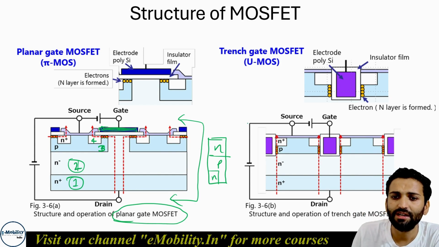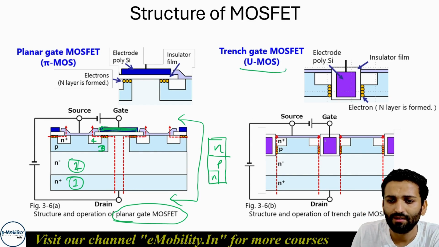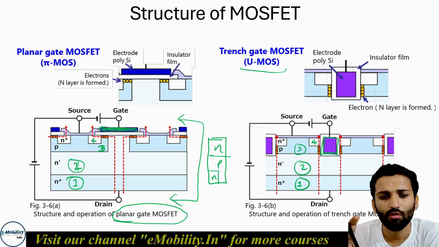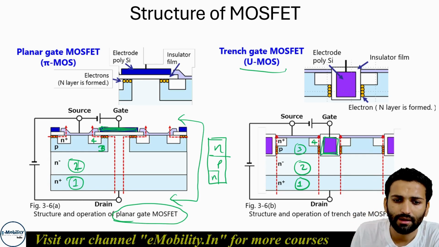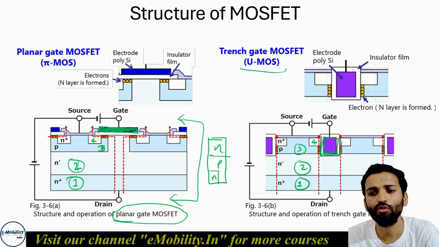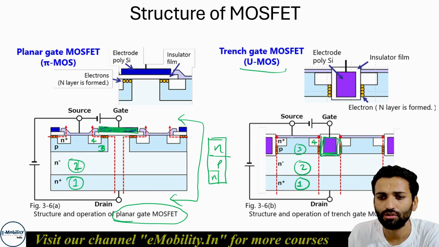While in a trench gate MOSFET, or the U MOSFET, you will see that the gate is embedded inside the substrate. So here also there is N plus 1 channel, 2 channel, 3 channel, and this smaller one is the 4th channel. So there are 4 channels here and 4 channels here. But there is one big difference. The gate here is simple and plain. That's why the name planar is given. And here the gate is trenched into the substrate. So that's why the name trench or U shape is given, because of this U shape.